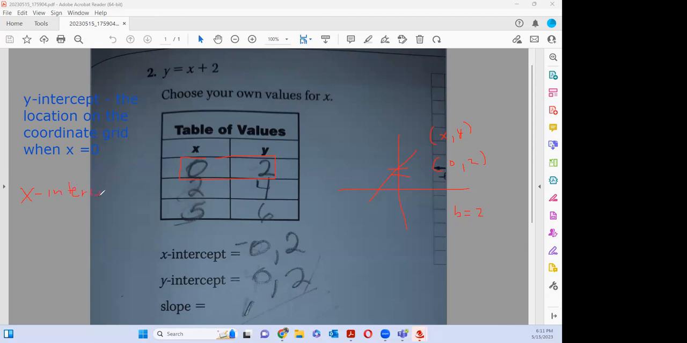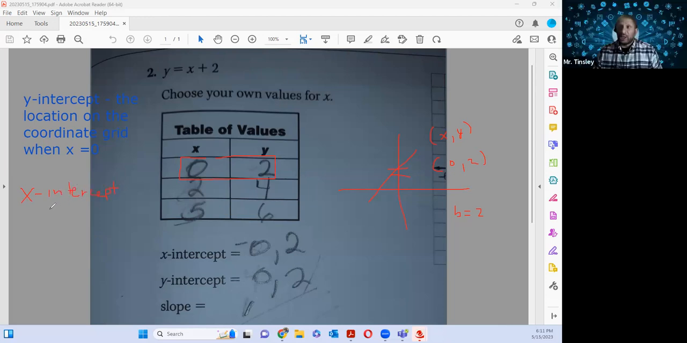So the x-intercept is the location where y equals 0. So your x-intercept is, so listen to the definition. The y-intercept, intercept means to cross. So if the y-intercept is where the line crosses the y-axis, the x-intercept is where the line crosses the x-axis, which is right here.